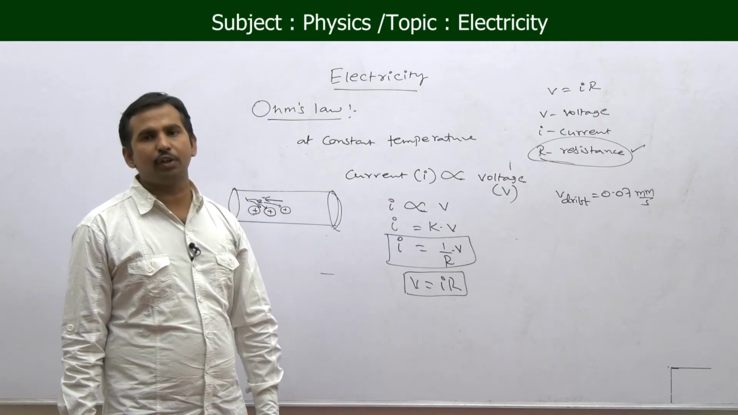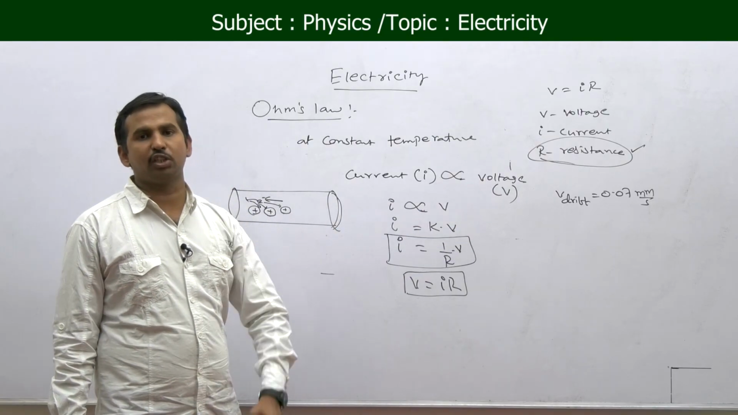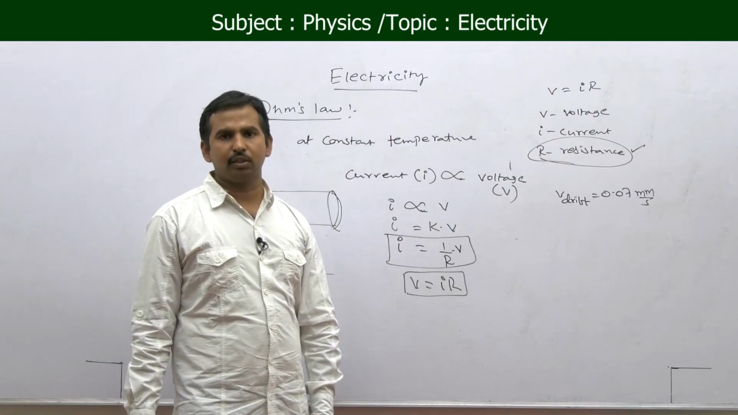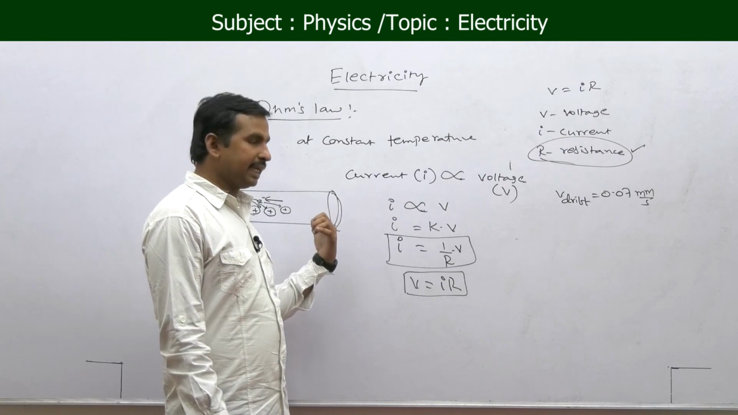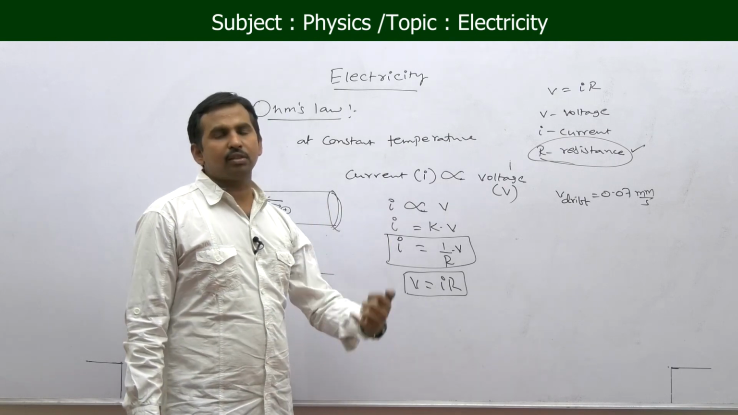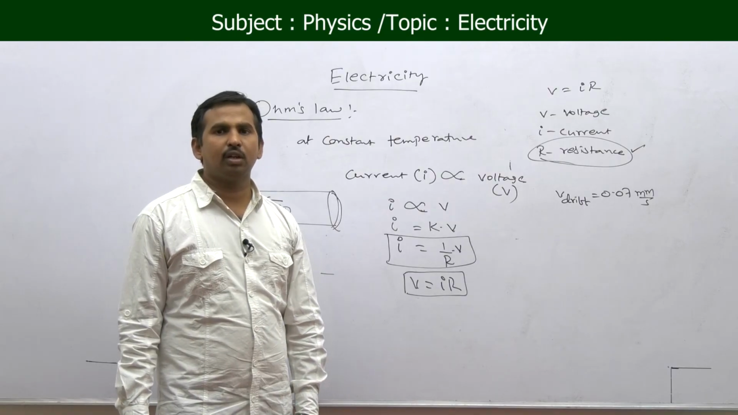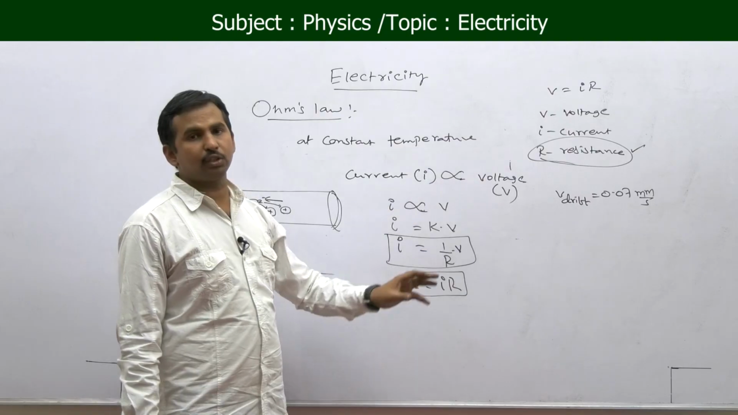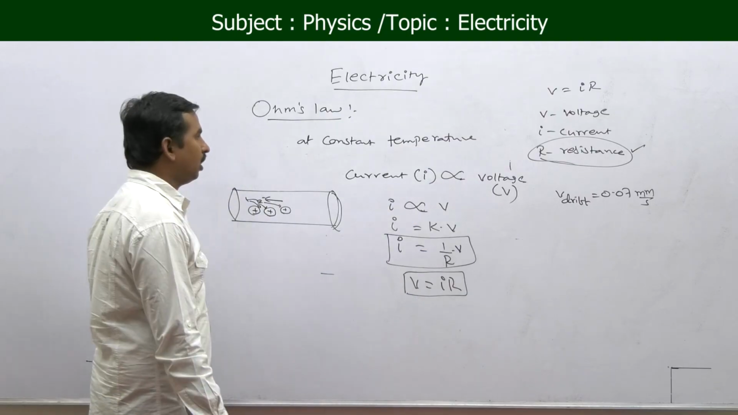That resistance offered is due to the lattice structure, due to the positive charges present inside the conductor. This we call resistance. Now, this resistance depends on some physical quantities. The factors which affect this resistance, now we will see.